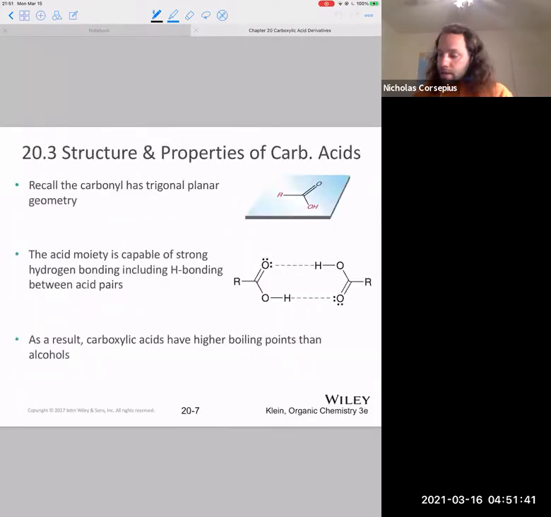Properties of carboxylic acids. So of course, just like ketones and aldehydes, that carbonyl carbon is sp2 hybridized, which means that those carboxylic acid groups are flat, they're trigonal planar. Carboxylic acids are capable of very strong hydrogen bonding. Each carboxylic acid group has both a hydrogen bonding donor, a hydrogen that can participate in hydrogen bonding, as well as an acceptor on an electronegative atom. Because of that, they have very strong intermolecular interactions, and we expect carboxylic acids to have even higher boiling points than alcohols.